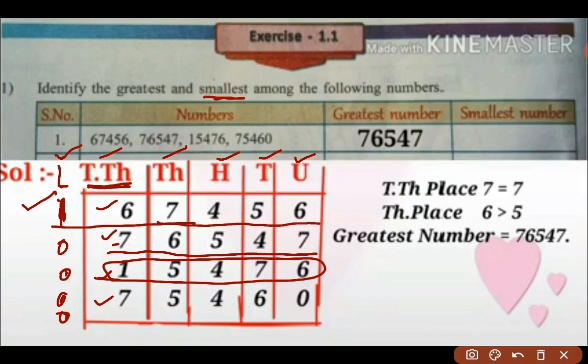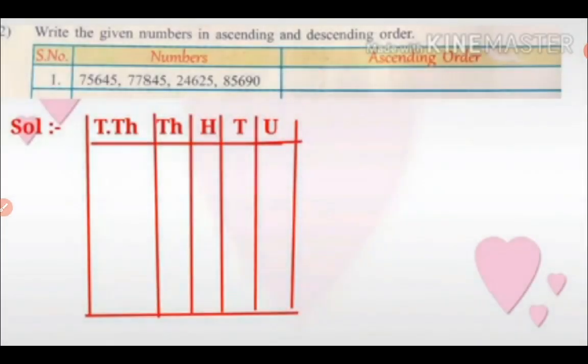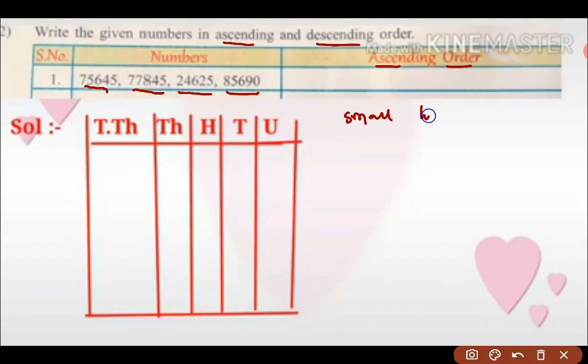Alright, now let's move on to the next part of the exercise, in which they have given some big numbers, 75647, 78452, 46258, 5690, and they are asking you to arrange them in ascending and descending order. Okay, so let's first do ascending order. What is ascending order? You are going from small to big, isn't it? Small to big. Okay, so what is the first step you need to do?